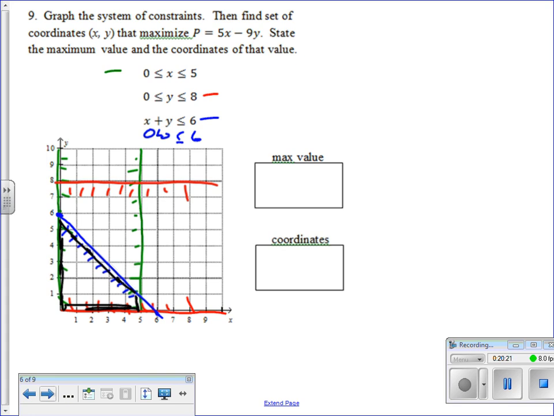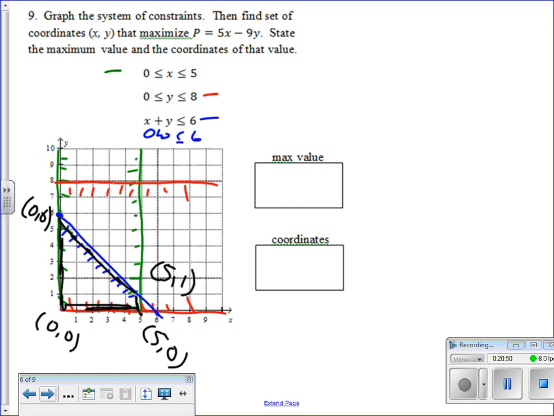Okay. So I have the origin as one of my vertices. The point 0, 6 is one of my vertices. The point 5, 0 is one of my vertices. And then this one goes up. This is the point 5, 1. That's my other vertex, 5, 1. I got 4 of them. Now I have to test them one at a time, see which one's which.